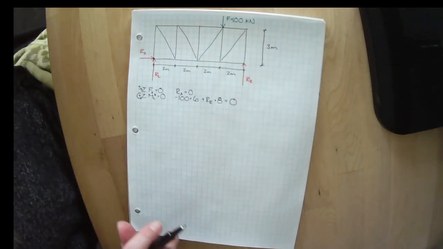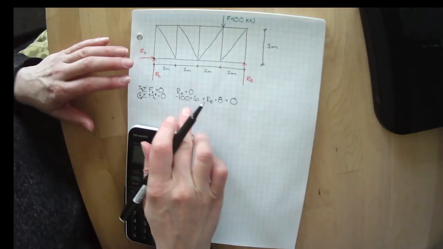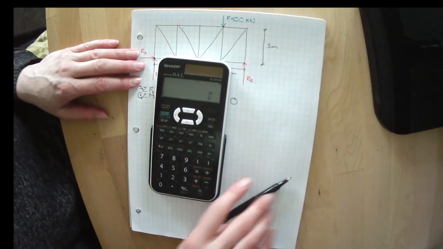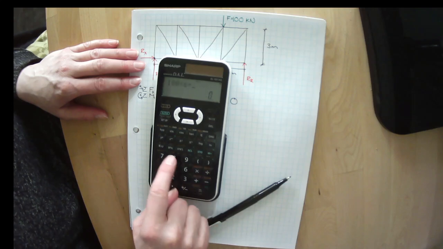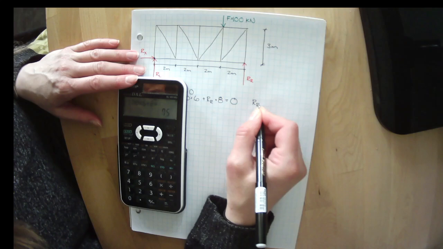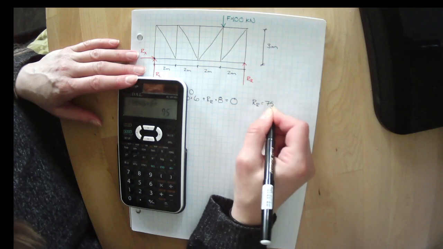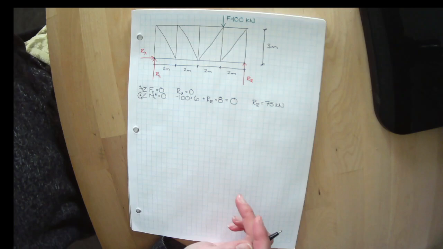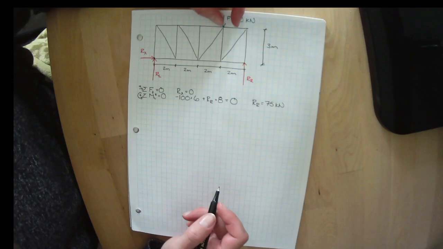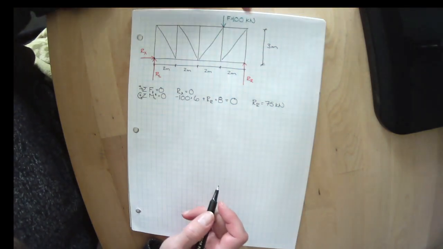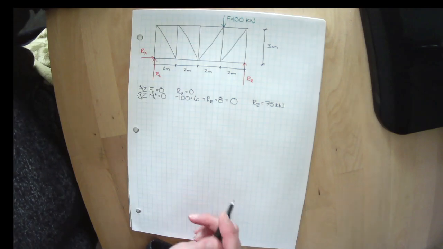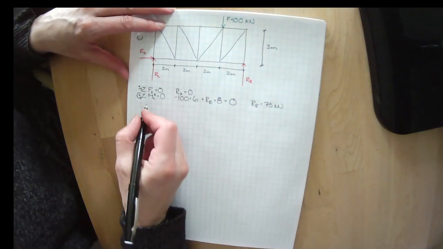Now let's plug in the math to solve for RR. We bring this over here and make it positive and divide by 8, or 100 times 6 divided by 8. RR equals 75 kilonewtons. Or it is 3/4 of the force. RR is 3/4 of the force. Look at this. This is 3/4 of the way over across the beam. So that seems kind of interesting.